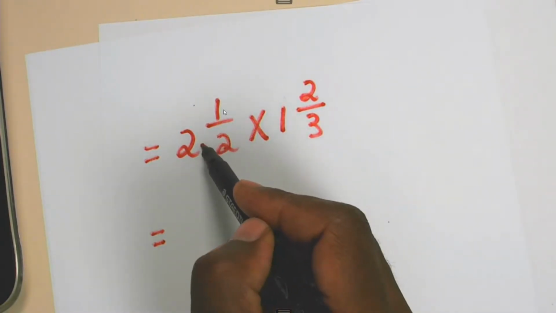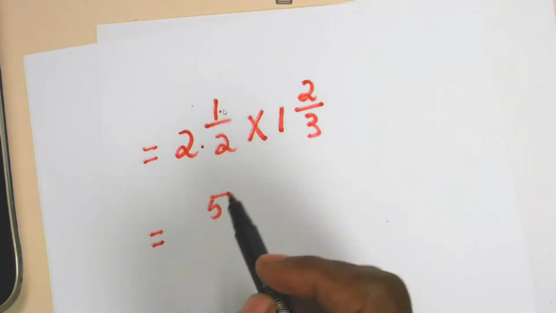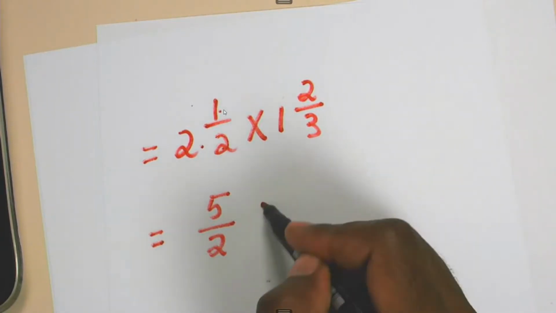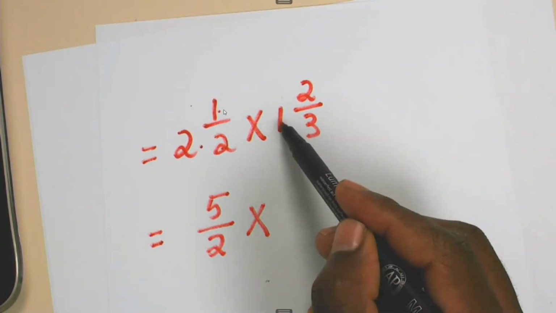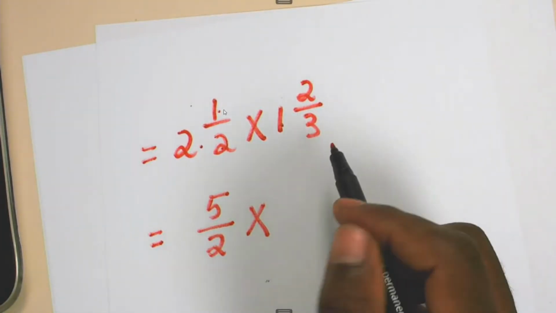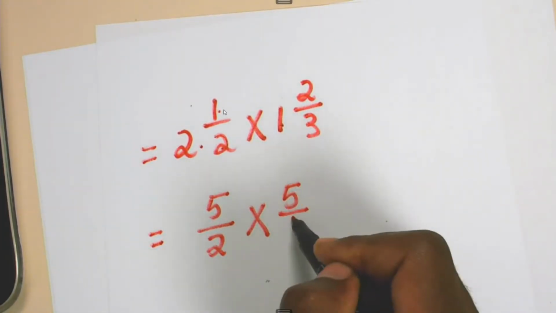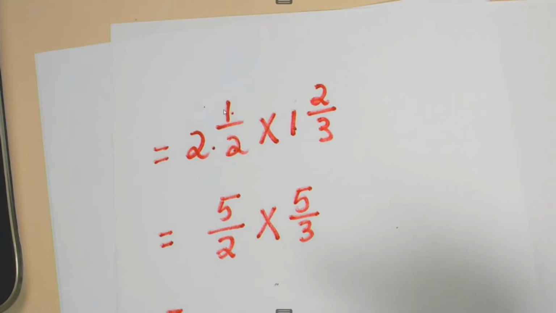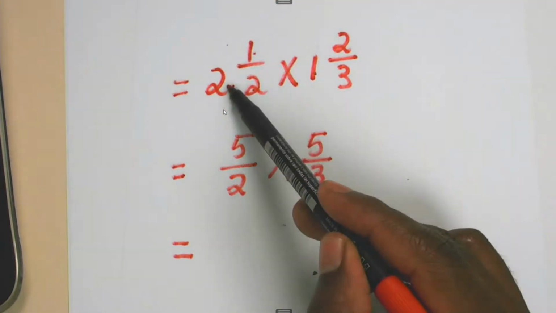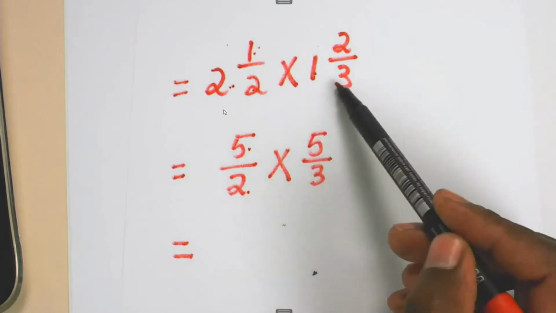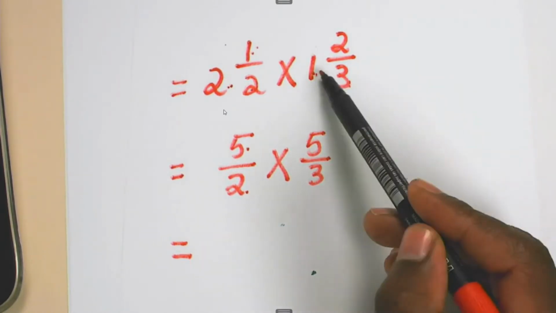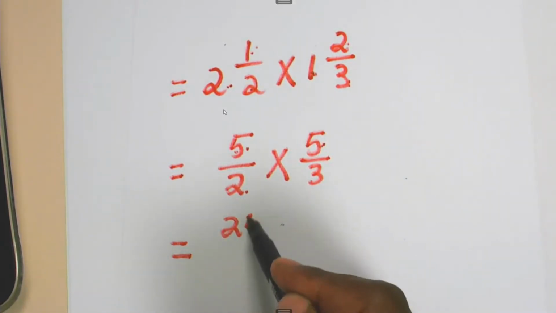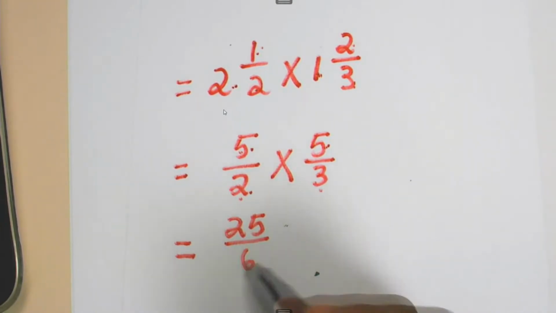2 multiplied by 2 is 4, plus 1, 5, out of 2. Don't forget the denominator is always going to remain there. Then we say we're going to multiply. 3 multiplied by 1 is 3, plus 2 is 5, out of 3. The denominator remains there, guys, don't forget that. Right. We said 2 multiplied by 2 is 4, plus 1 gave us 5, out of 2. 3 multiplied by 1 is 3, plus 2 equals 5. Now 5 multiplied by 5 gives us 25, out of 2 multiplied by 3 gives us 6.